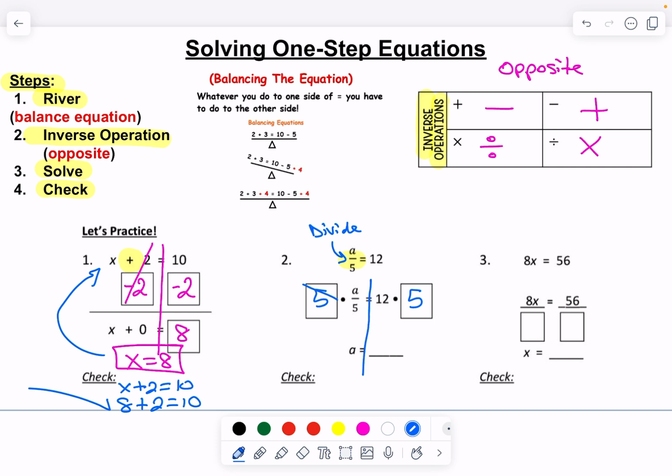5 divided by 5 is 1. 1 times a is a, so they cancel out. And on the other side, we have 12 times 5, which is 60.